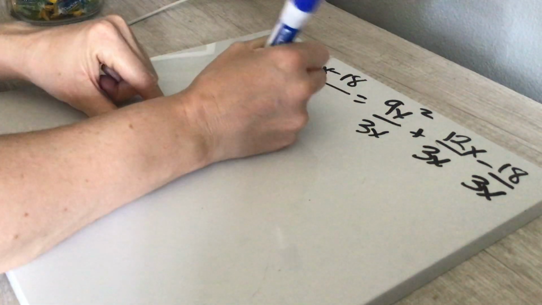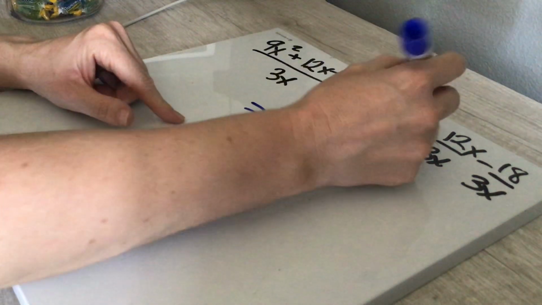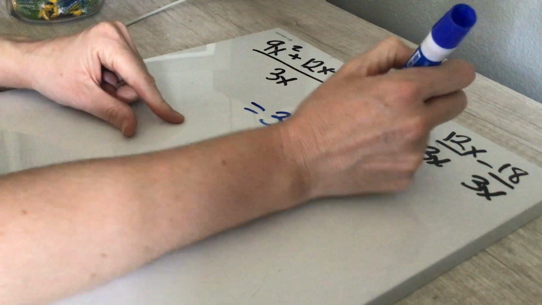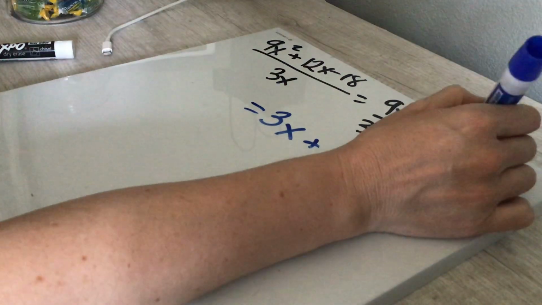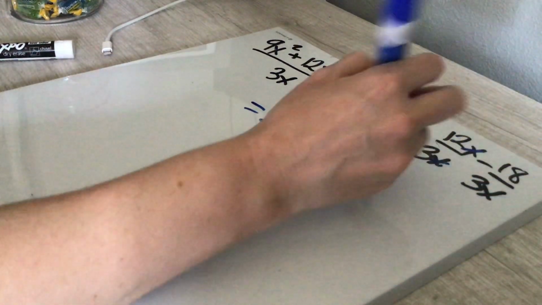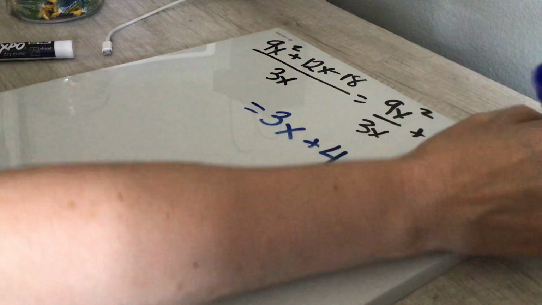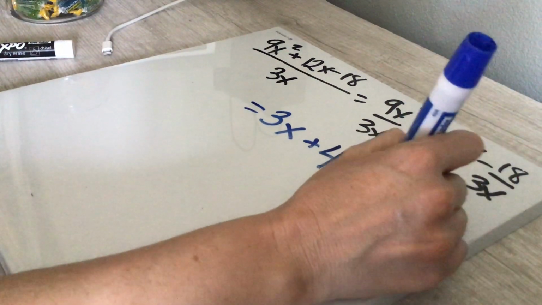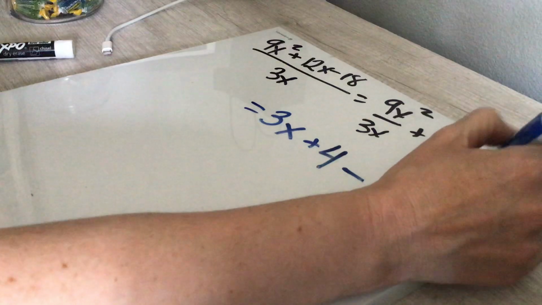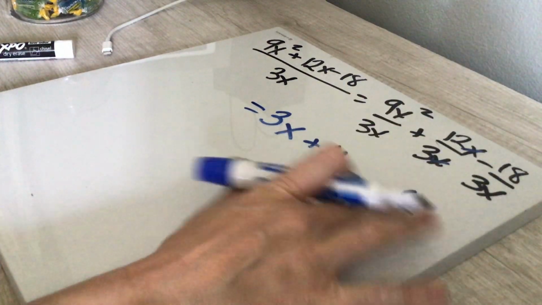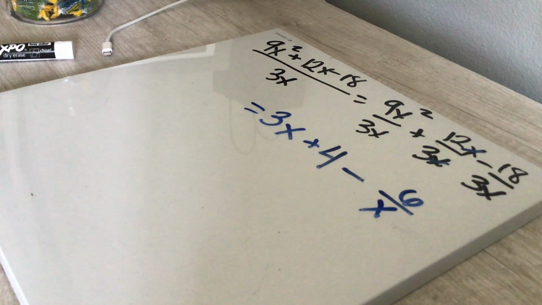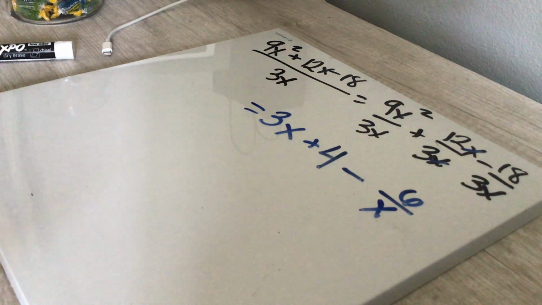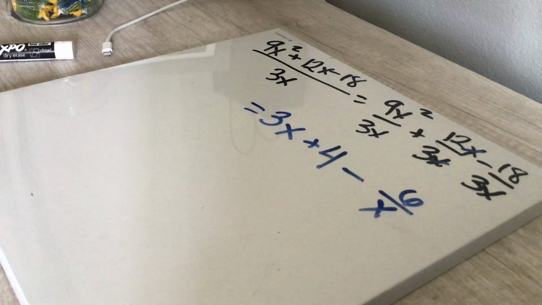So 9 divided by 3 is 3. X squared divided by x is x, plus 12x divided by 3x. The x's cancel. 12 divided by 3 is 4. Okay, the x can't cancel, so I'm going to have an x in the denominator. But then 18 divided by 3 is 6. So I get 6 in the numerator. So I get 3x plus 4 minus 6 over x. Okay, so when it's a single term in the denominator, just divide every term in the numerator by that single term.